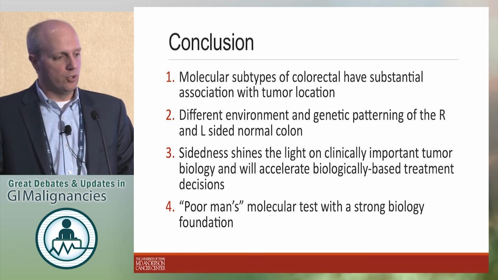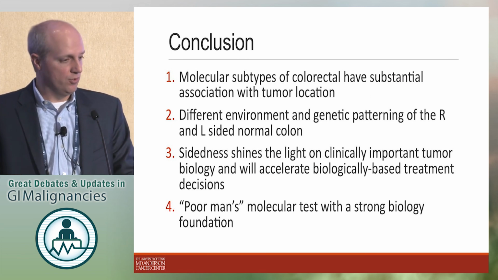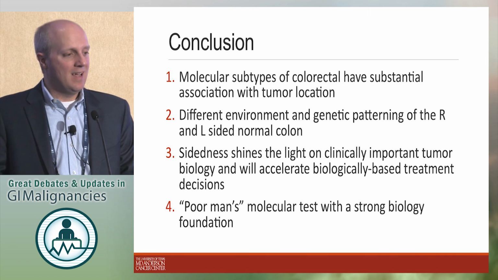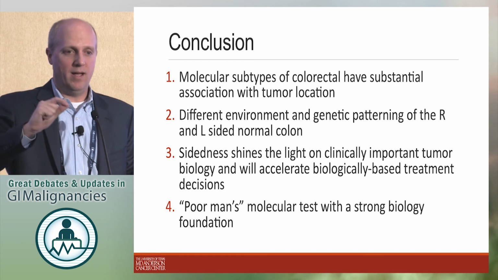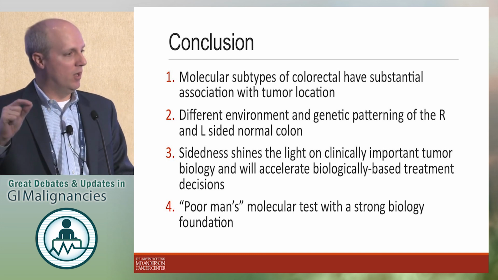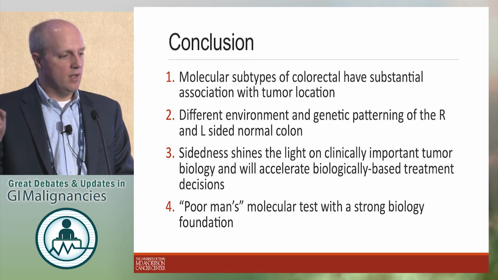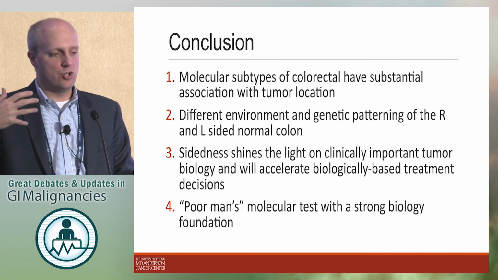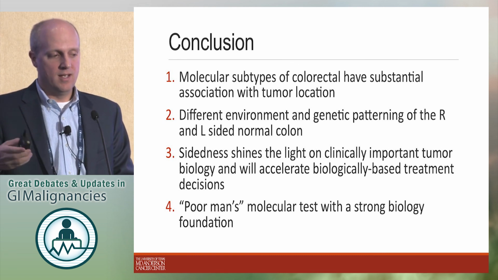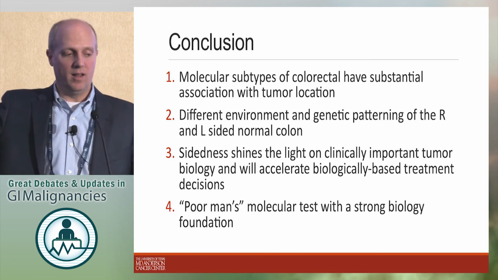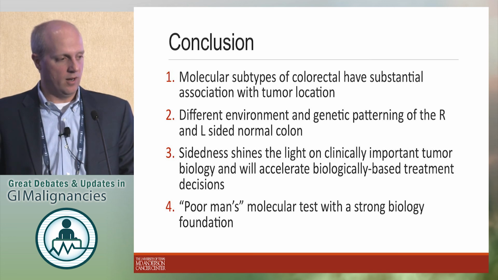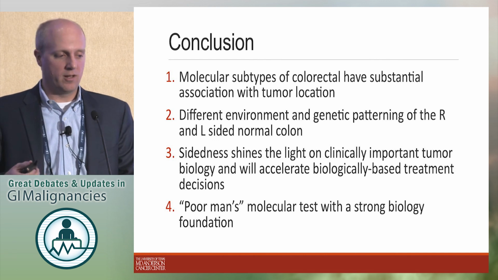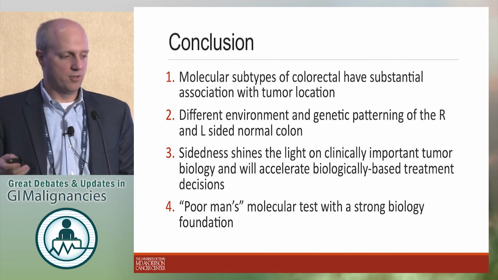So we can conclude that these subtypes have a substantial association with tumor location, and that this happens even in the normal colon: different environment, different genetic pattern, different aging of the normal colonic epithelium. And I think sidedness really shows these clinically important tumor biology, and I actually think this is going to accelerate our biologically based treatment decisions, right? So I think this is really going to help us better understand what's critical. But it's really a poor man's molecular test, but with a strong biologic foundation.